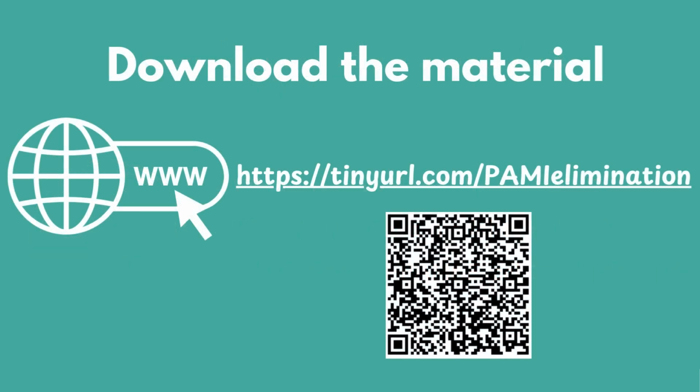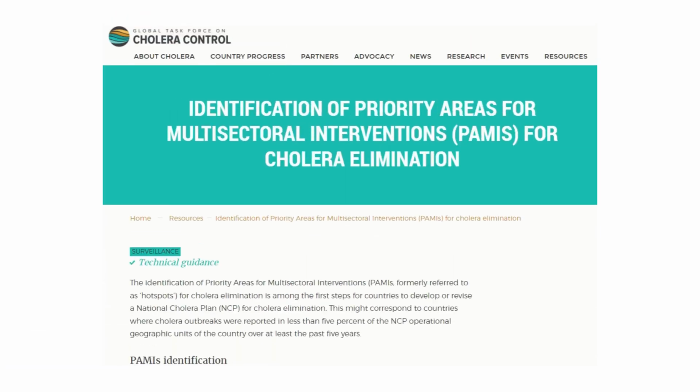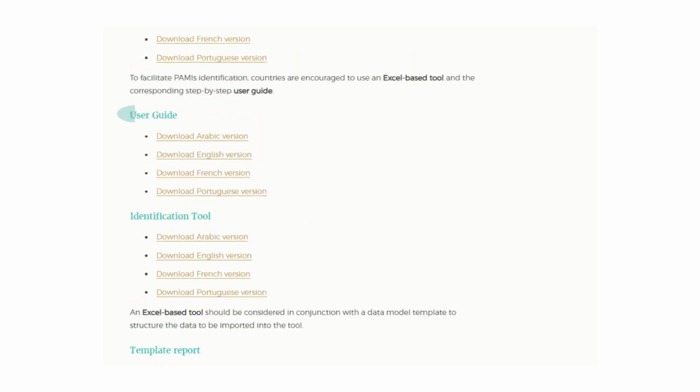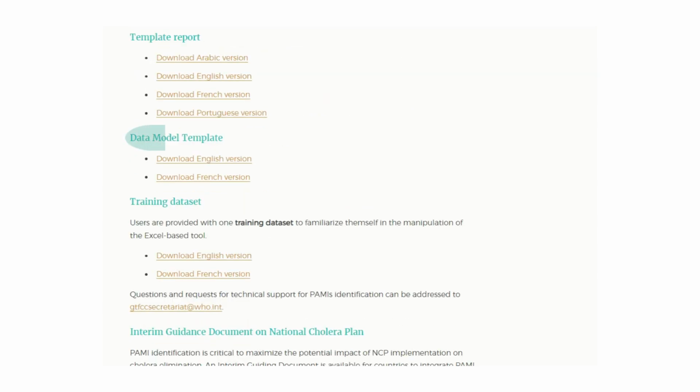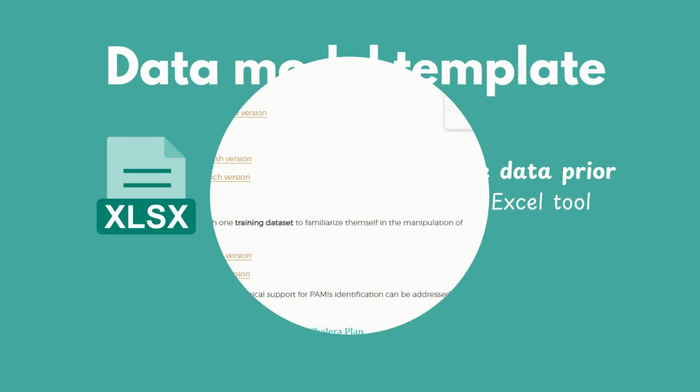All the material that you need to have on hand in order to identify PAMIs for cholera elimination is accessible on a dedicated web page on the GTFCC website. You can access this web page at tinyurl.com/PAMI elimination or by scanning this QR code. On this web page, you will be able to access and download in multiple languages a user guide of the PAMI Excel tool, the PAMI Excel tool, the data model template in Excel, as well as a training data set that you can use to familiarize yourself with the manipulation of the PAMI Excel tool. Make sure to download this material and follow along.